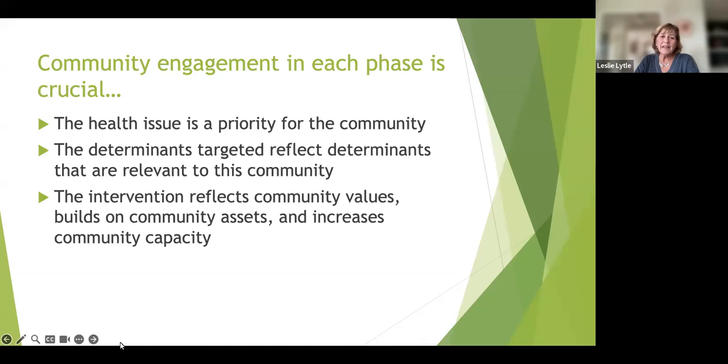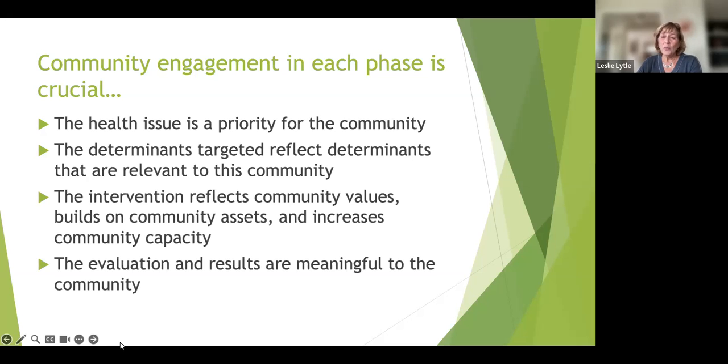It's also incredibly important that our intervention reflects community values, builds on community assets, and increases community capacity. And finally, even the evaluation that we do should not just be about our science. It should also be evaluation and results that are meaningful to the community. I don't have time to go through all 4 of those phases in detail, so I'm just going to target the plan and create phase as part of the design process today.